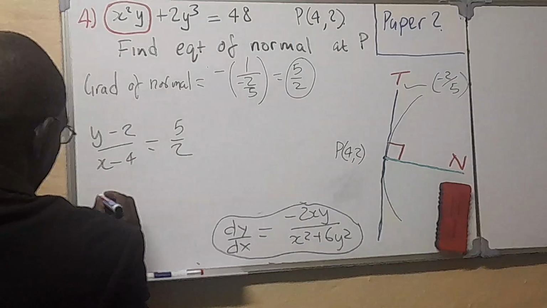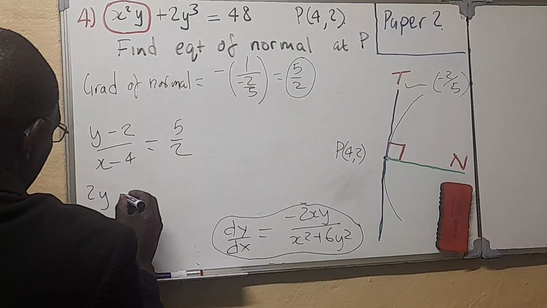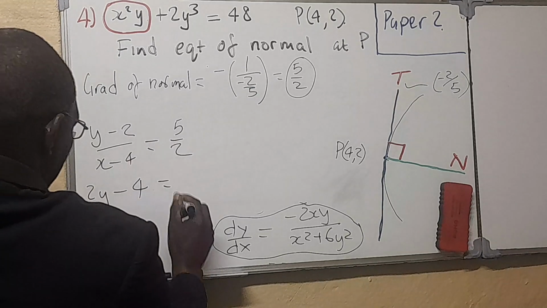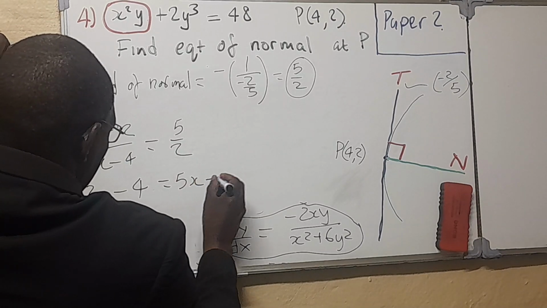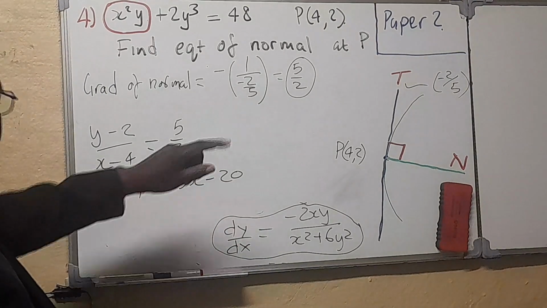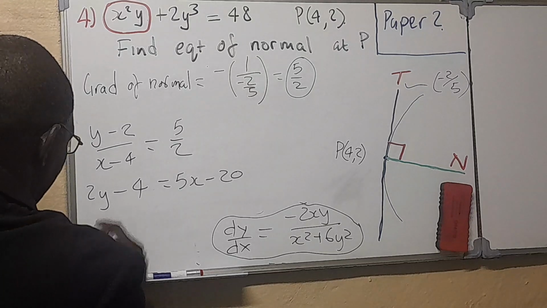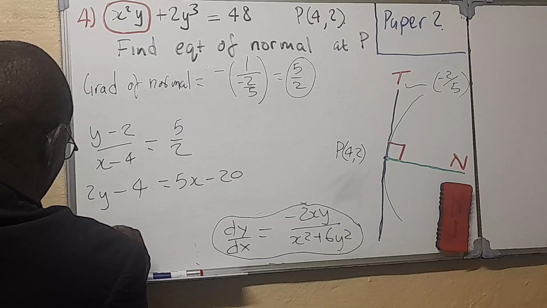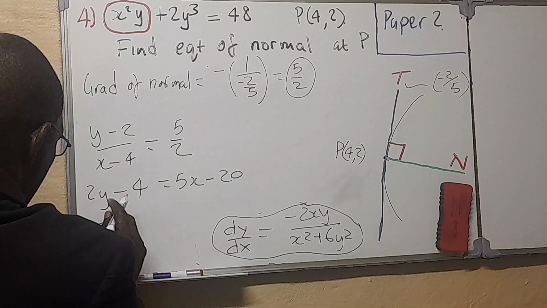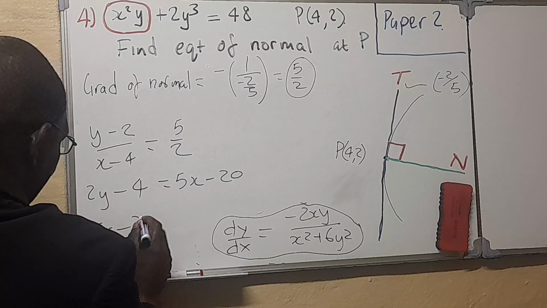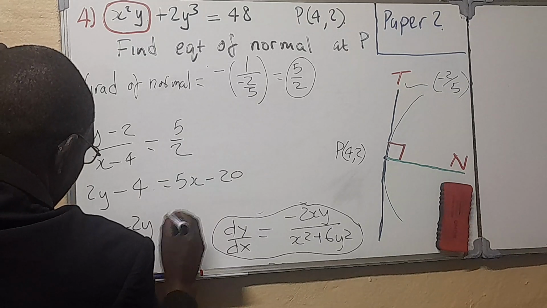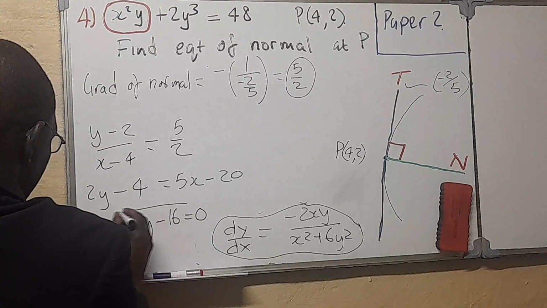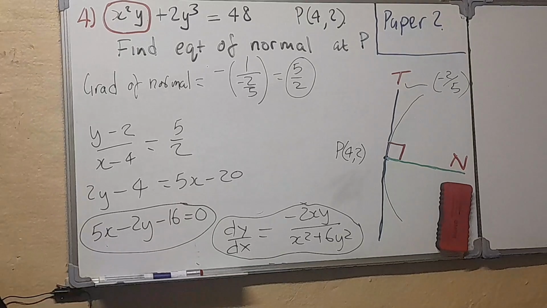Cross multiplying, we have 2y minus 4, 2 times 2, is equal to, now we are multiplying there, 5x minus 20. Okay, 5 times 4. Collecting terms, everything to one side. Let's put everything to the right. So that gives you 5x. y comes here, it becomes minus 2y. 4 becomes plus 4, and then minus 20. That becomes minus 16 is equal to 0. This is the equation of the normal.